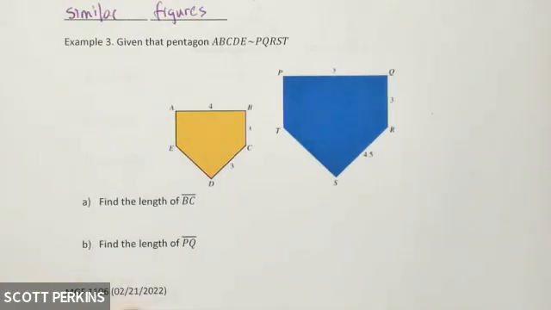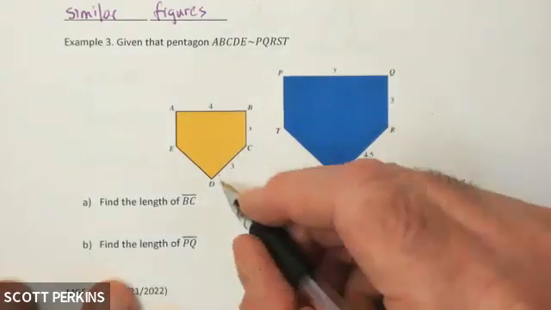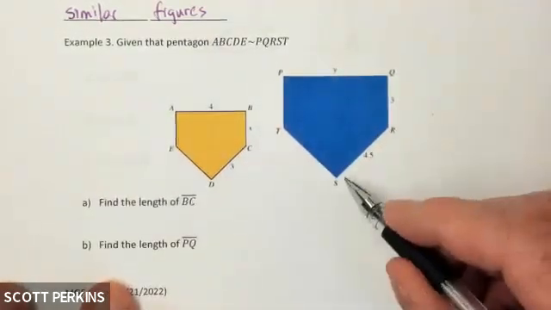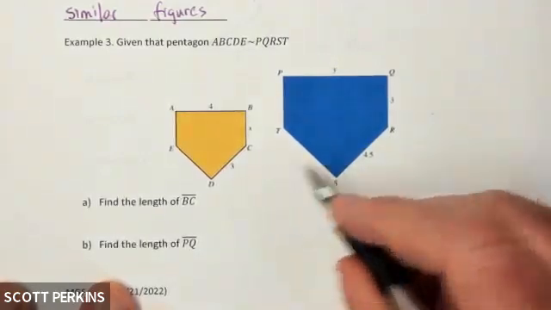I'm sorry? Is there a side that I know for both? What is it? Yeah, right here. DC and then SR. It's the corresponding side of both figures.